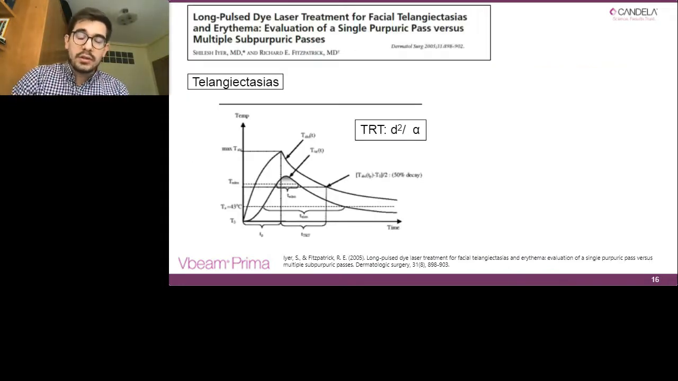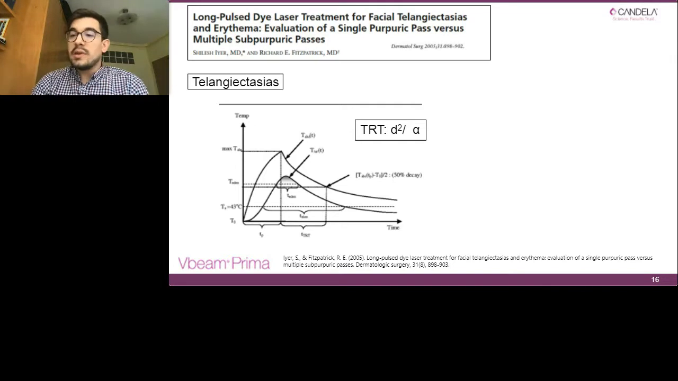When you go to telangiectasia, it's a bit trickier to treat, because you have to take into account when establishing the settings for this condition a concept which is the TRT. The TRT, or the thermal relaxation time, is the time that it takes a vessel to reduce the temperature it achieved when being treated with a laser to its half. So when you use a laser, you're going to increase the temperature of the vessel to a maximum. The time it takes for this maximum temperature to diminish to a half is called the thermal relaxation time.